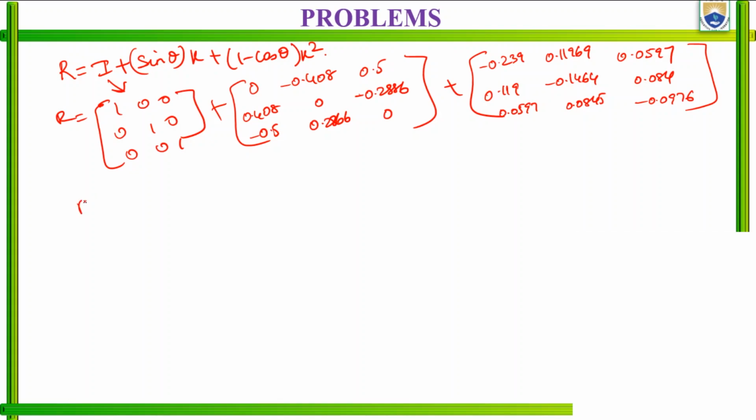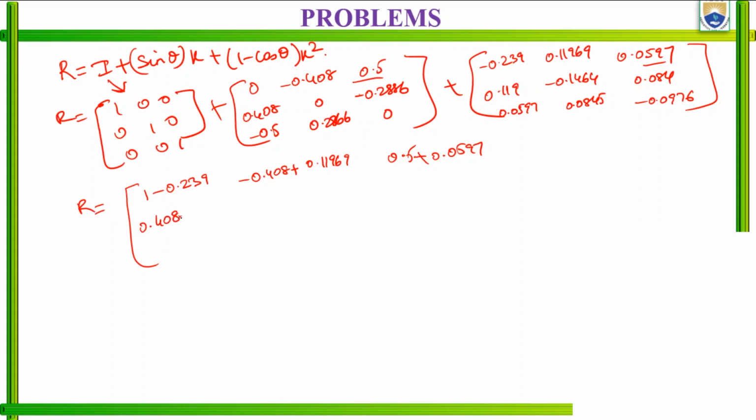Now calculate the whole rotational matrix. What will we get? 1 minus 0.239, minus 0.408 plus this particular 0.199, 0.1196 and 0.5 plus 0.0597. Right? Again here 1 into 0.408.